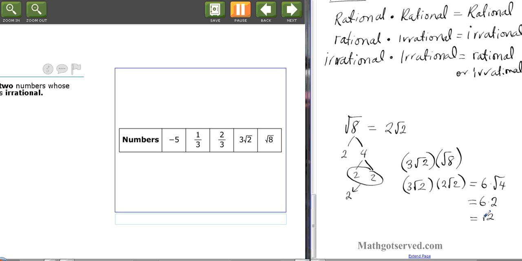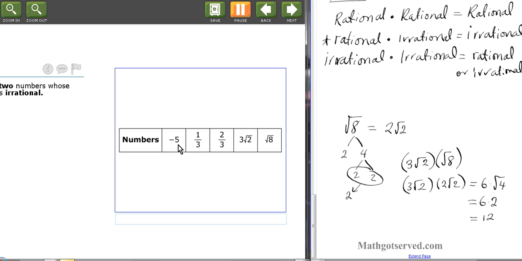What kind of number is this? It doesn't have any radicals. It is rational. So the selection of these two options right here, that's wrong. Okay? So in order to play it safe, we can just pick a rational and an irrational, because anytime you multiply a rational and an irrational, you always get an irrational product. So we can pick any of these first three numbers and any of these two.